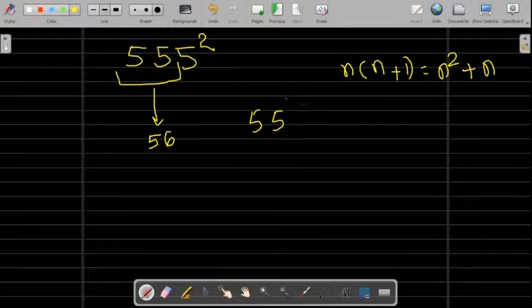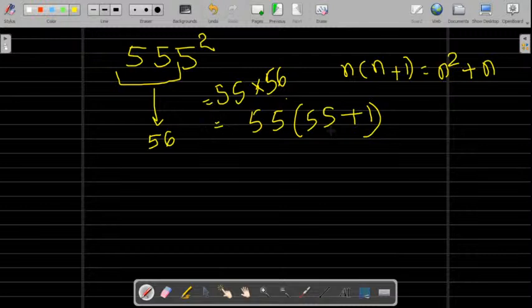55 into 55 plus 1 means here actually we are multiplying, right? 55 as per our method, 55 into 56. So as per our formula we are getting 55 into 55 plus 1, which is equivalent to 55 square plus 55, right?